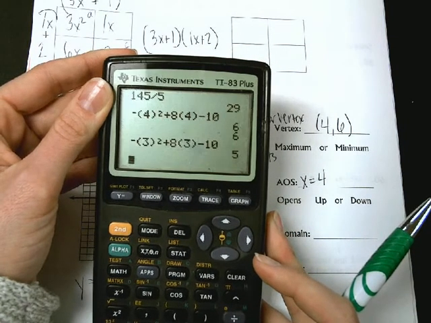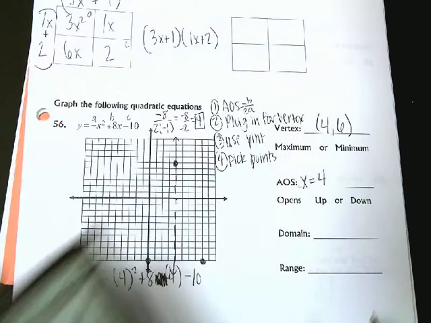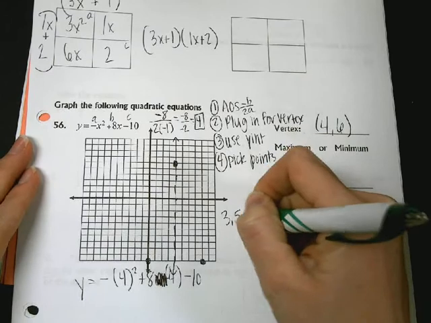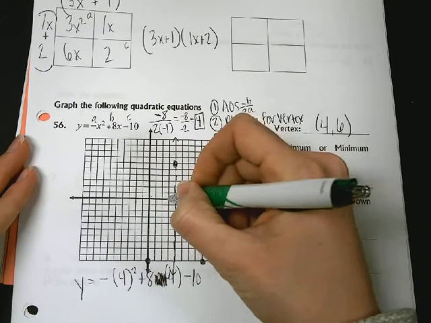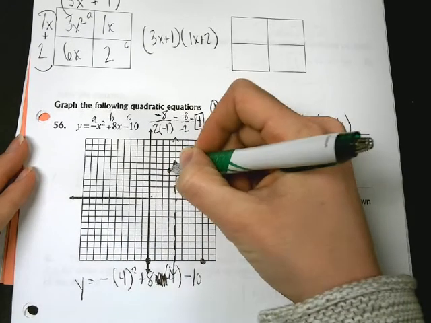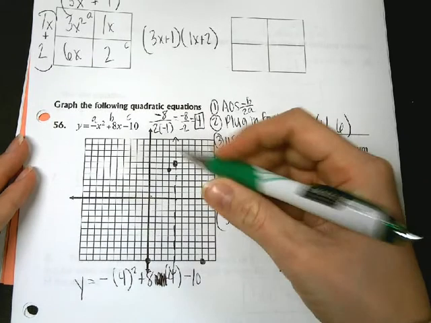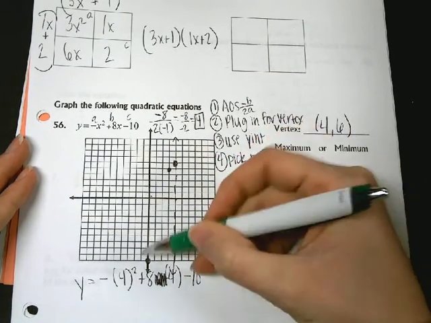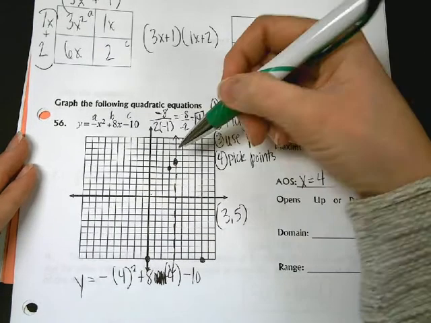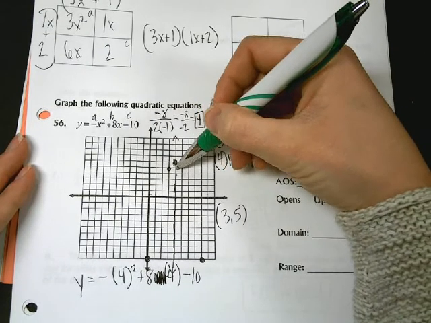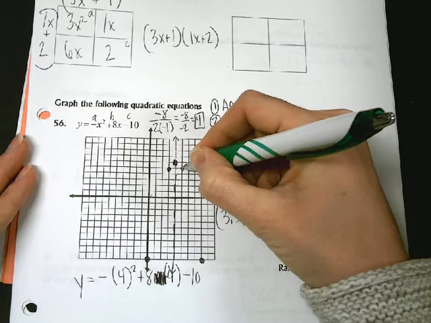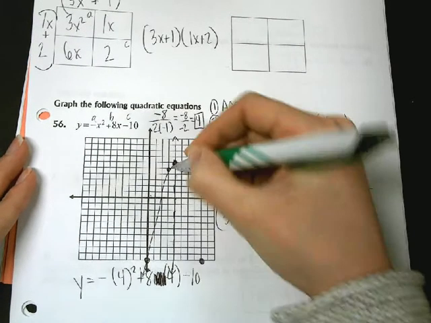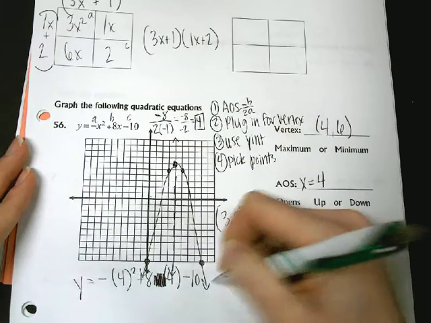Hit enter, and I got 5.3, 5 is a new point. And that's just a point that I came up with. You could have picked a different point. You could have picked 1 or 2, but you'd want to pick something in between the 2 points you already had. Now that I've got 3, 5, you want to reflect it across, and you've got all 5 points.